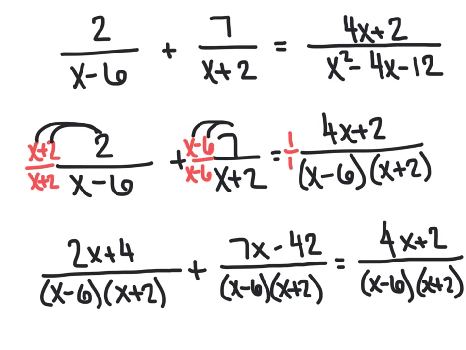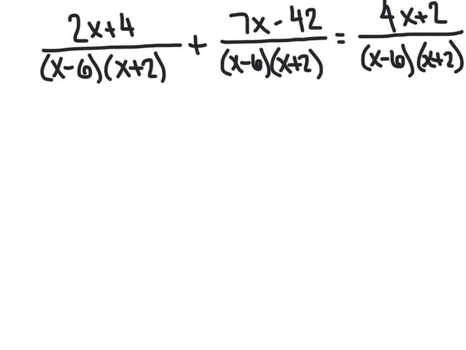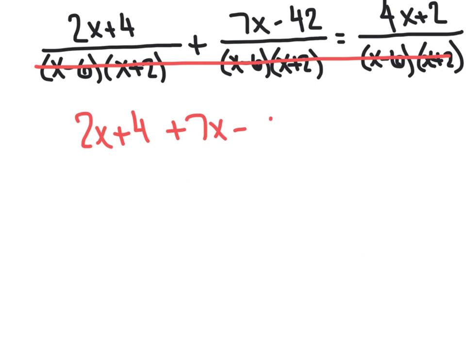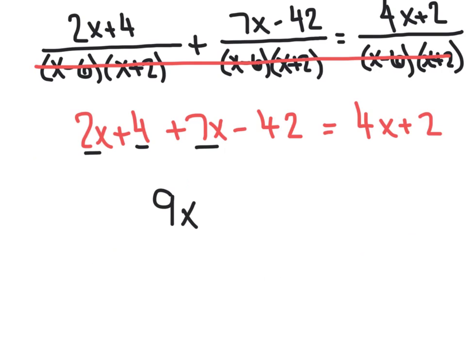Alright. I think we've done the hardest part, and we're in a position now where we can cross off these denominators, and we'll say 2x plus 4 plus 7x minus 42 equals 4x plus 2. What do you want to do next? Yeah, why don't we combine some like terms? 2x and 7x makes 9x. If we combine positive 4 and negative 42, that's negative 38. That's equal to 4x plus 2.